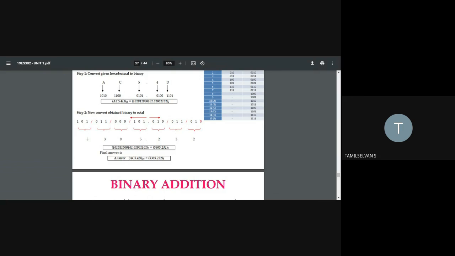Okay, so before this floating point number, 101 000 110 101. So this 101 is the equivalent decimal value, and also the equivalent octal value.